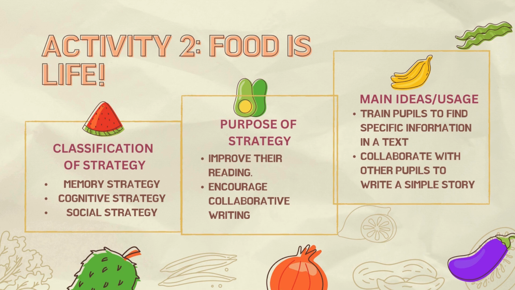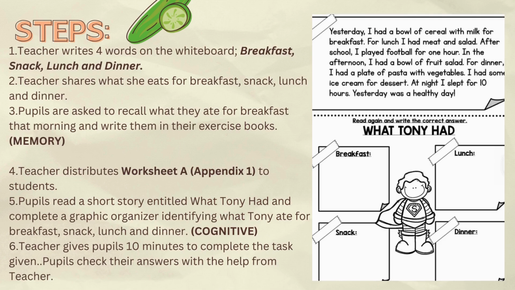For main ideas and usage, the first one is to train pupils to find specific information in a text and collaborate with other pupils to write a simple story. Now, let's find out how to do this activity. Firstly, teacher writes 4 words on the whiteboard: breakfast, snack, lunch, and dinner.